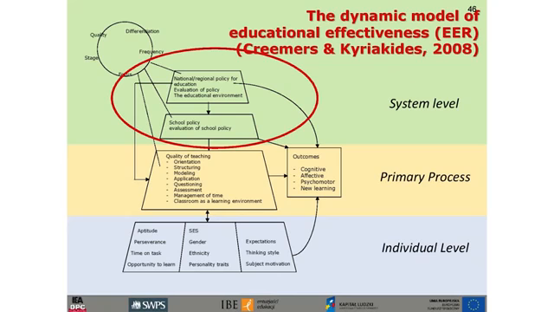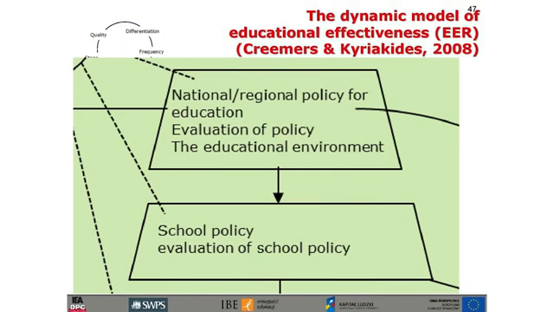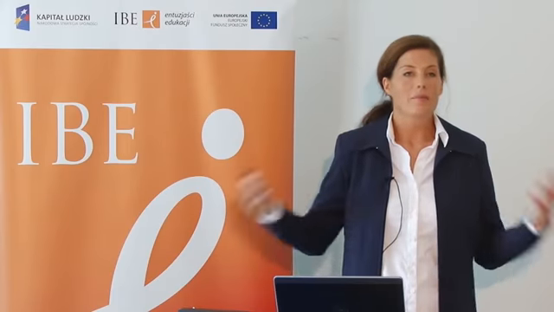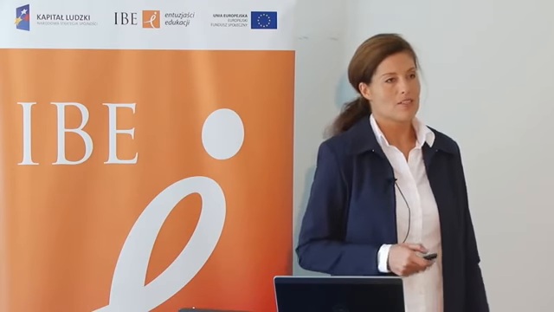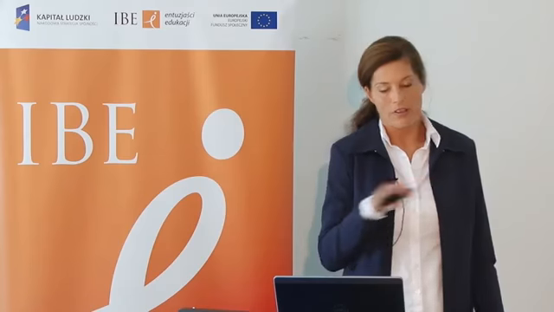At the system level, this model already includes also the national regional policy for education, evaluation of policy, which wasn't included in the previous model as well, and also the educational environment in terms of conditions in the society. Here in this box you see the school policy, evaluation of school policy. So this box would include many different organizational variables like leadership, management, everything on the school level.